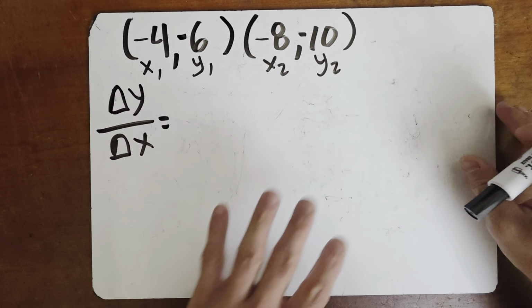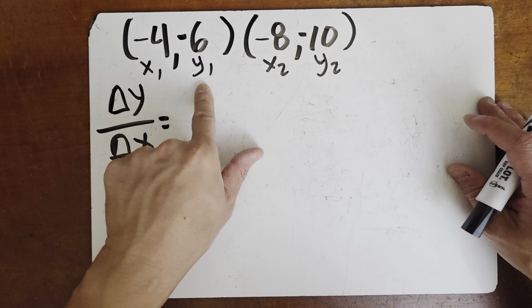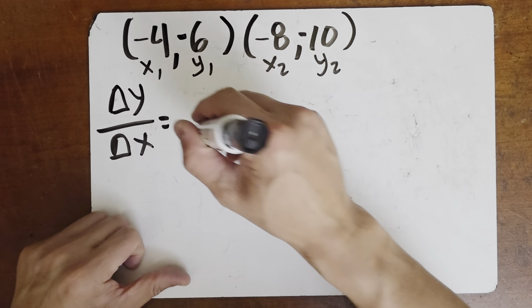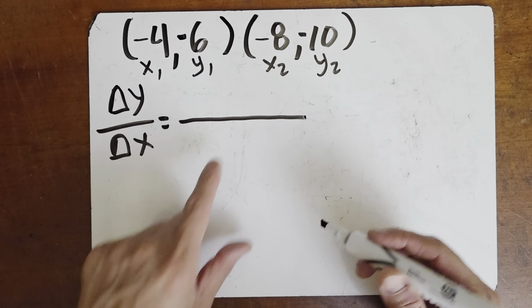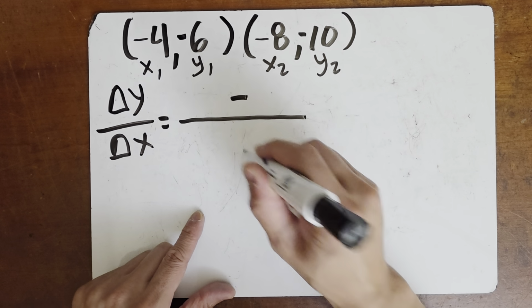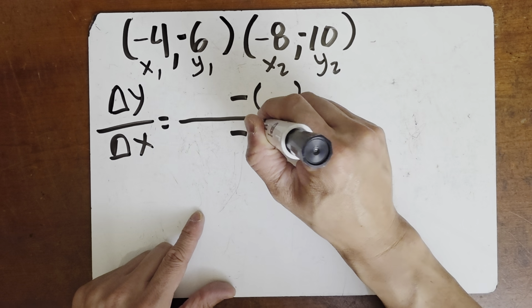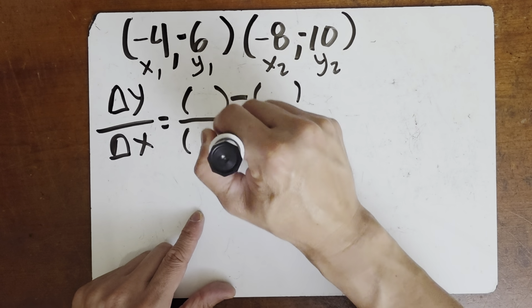Now, it doesn't matter which one you start with, just know that if you start with y1 on the top, you have to start with x1 on the bottom. That's it. So in this case, we are going to start with y2. I draw my line. I put my minus signs automatically. I put my parentheses because those are just good things to practice whenever we do substitutions.